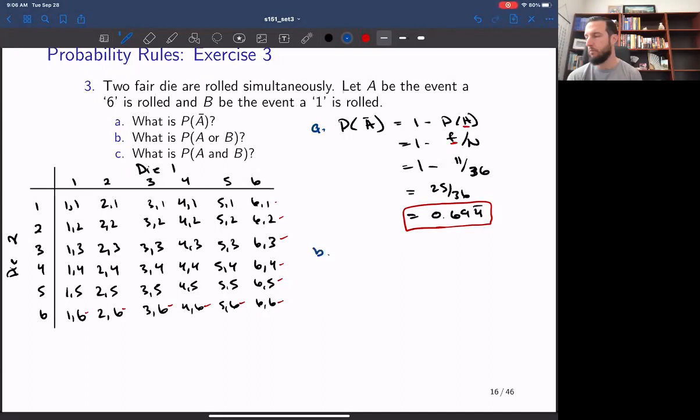Kareem, why 1 minus? Because we are looking for the complement. So we want the probability of A bar. The probability of A bar is 1 minus the probability of A. That's the definition of a complement.